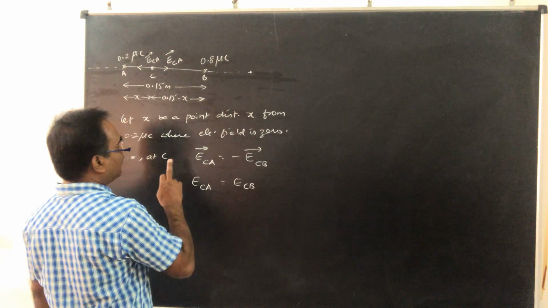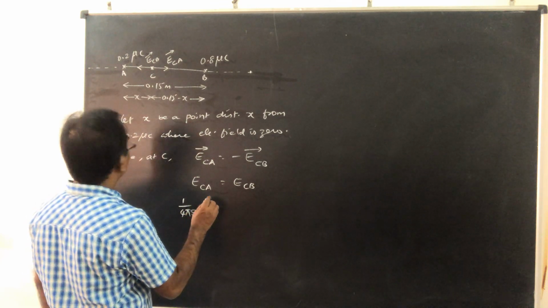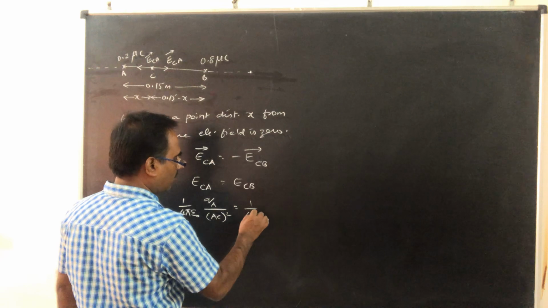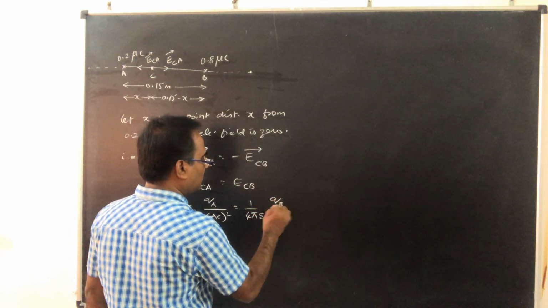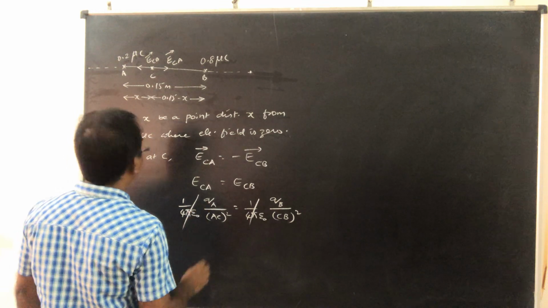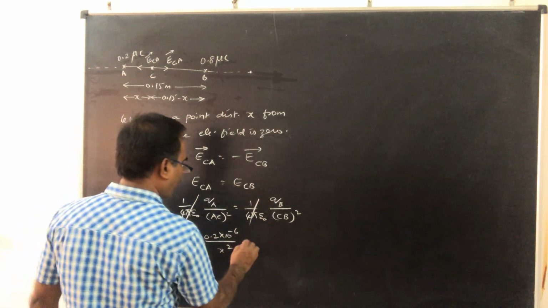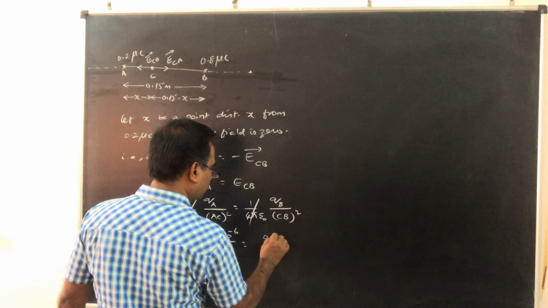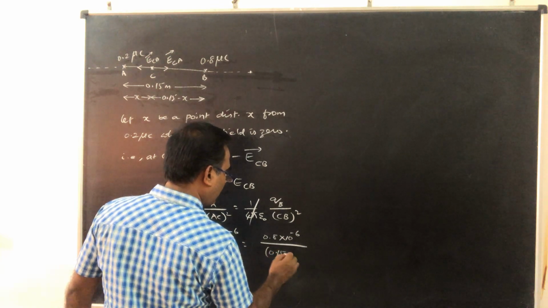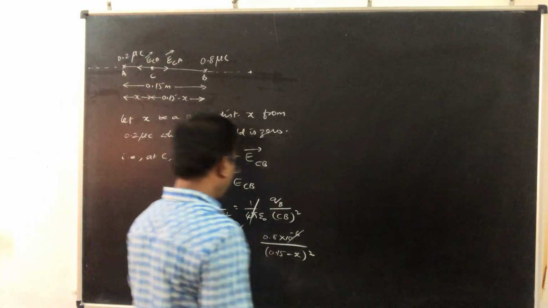The formula for electric field at a point due to a point charge is given by 1 by 4 pi epsilon naught charge at A divided by the distance AC square, equal to 1 by 4 pi epsilon naught charge at B divided by the distance CB square. So these common terms you can strike off. This QA is 0.2 microcoulomb, this is x, and this is 0.8 microcoulomb, and this is 0.15 minus x whole square. So these terms will cancel. Now you simplify and you find the value of x.